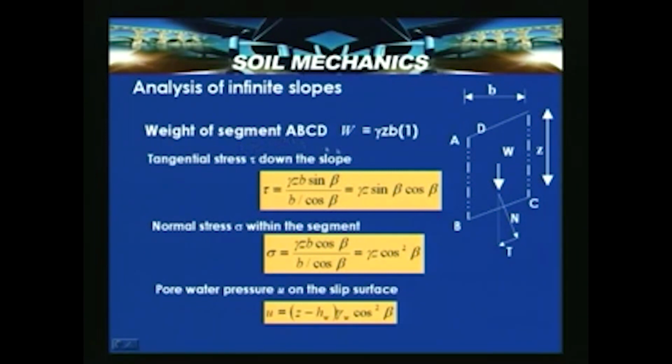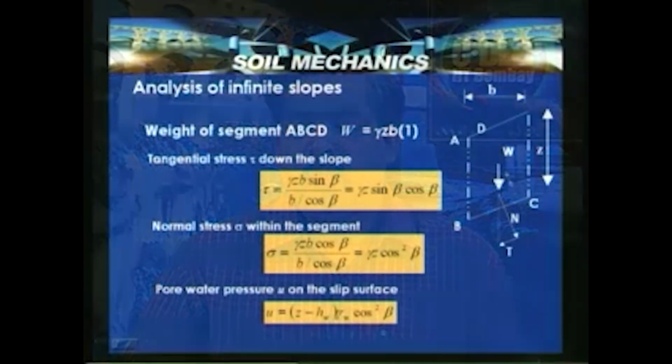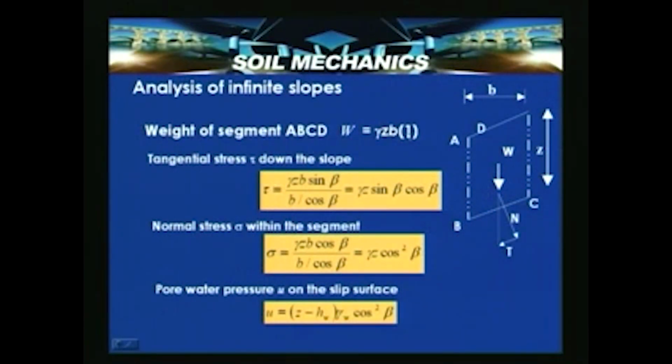Weight of the segment ABCD is equal to gamma, the unit weight. We assume that the unit weight of soil is identical above and below the water table. Z is the depth and B is the horizontal distance, per meter width. So, this is the volume times unit weight, that is the weight of the segment ABCD.